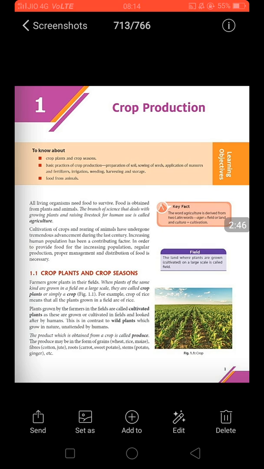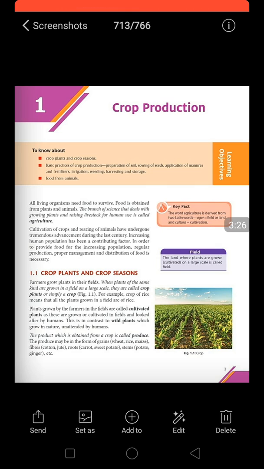They were doing it manually. But the increasing human population has been a contributing factor. The main factor behind the mechanization in agriculture is the increasing population. Because of the increasing population, demands are increasing, so we have to produce food in a small time, or in large quantity. So for that we need machines. So the mechanization of agriculture has been done within the last few years.